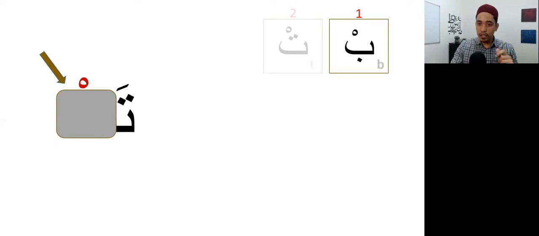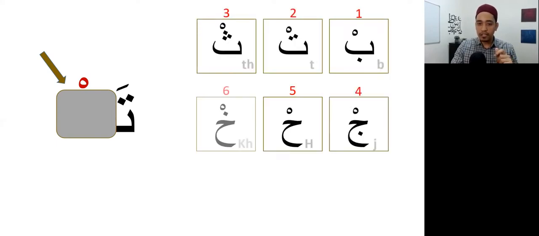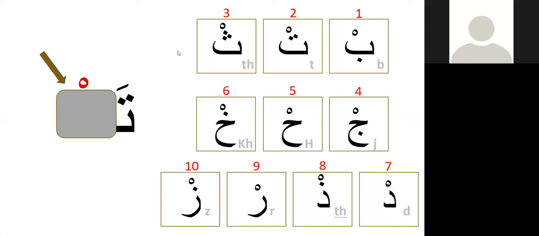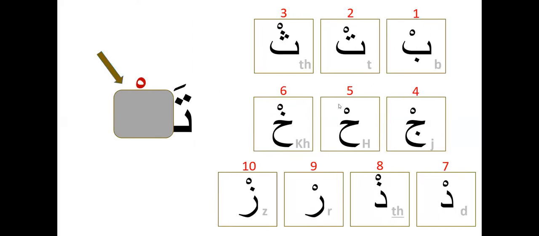Now to make it easy, I'll put the letters here. Here are the references. You just have to give me the number, so you don't have to type out the name of the letter. For example, if I say teth, you would say it's number three. Do you guys understand? Okay, let's do the exercise. I'll switch my video off.